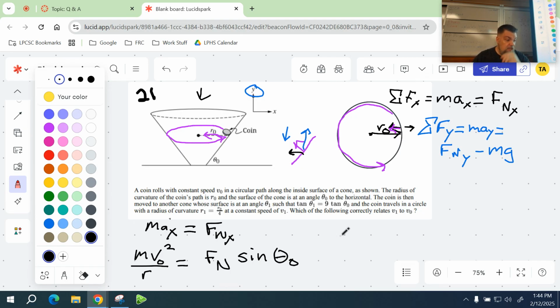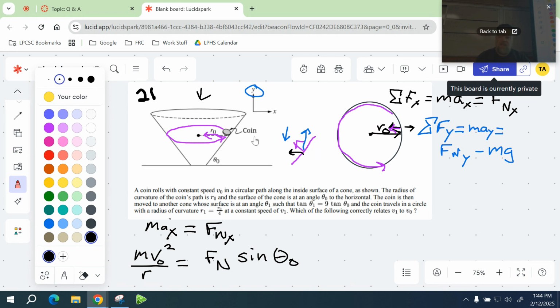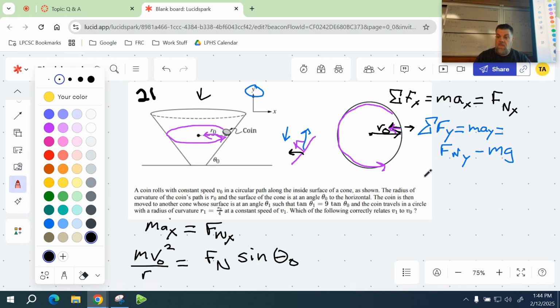All right. So when we talk about the y direction, because it's not going up or down, in the y direction, let me write it over here, this whole thing should add up to 0 because the coin isn't going up or down in the y direction. So the sum of these, which is the normal force in the y direction minus mg, equals 0. So we add mg to both sides, and we get mg is equal to the normal force in the y direction.